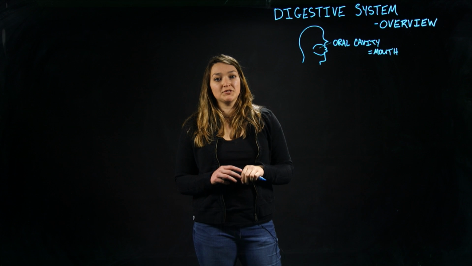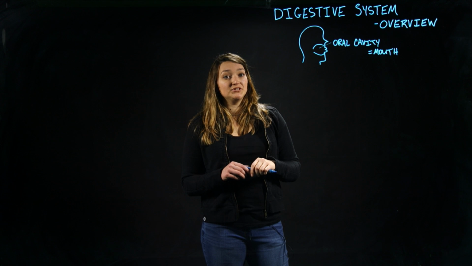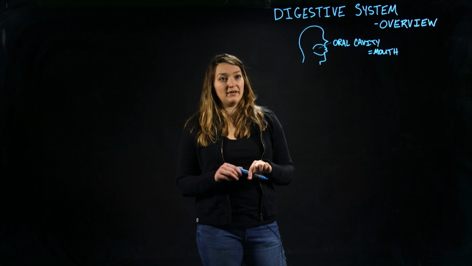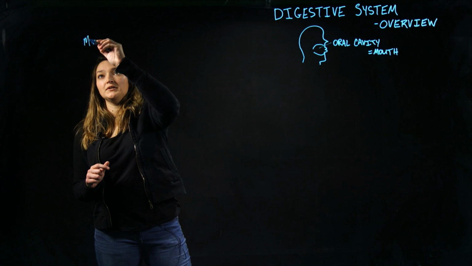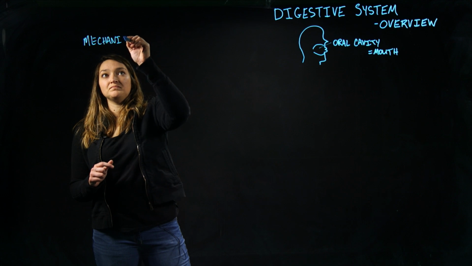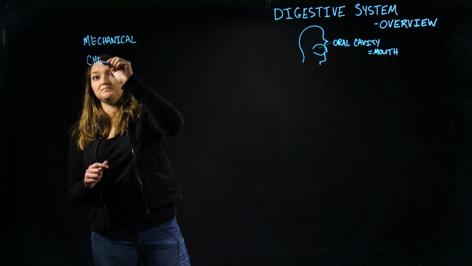So digestion really does begin in the mouth, and indeed there is mechanical digestion in the mouth and there is chemical digestion in the mouth. So let's go ahead and make a note about those two types of digestion. So there is mechanical digestion as well as chemical.